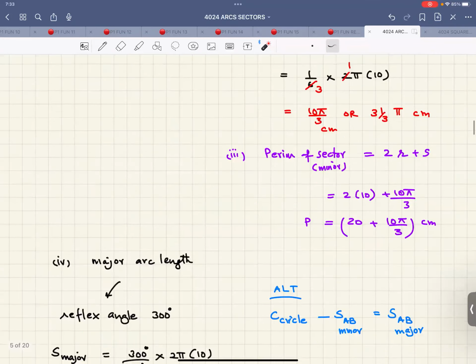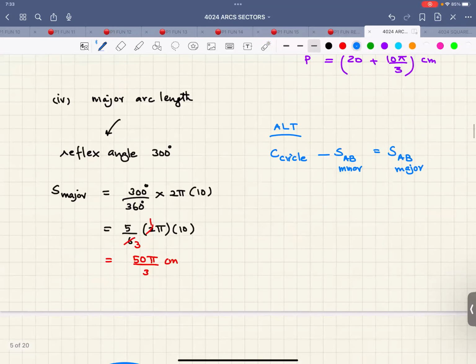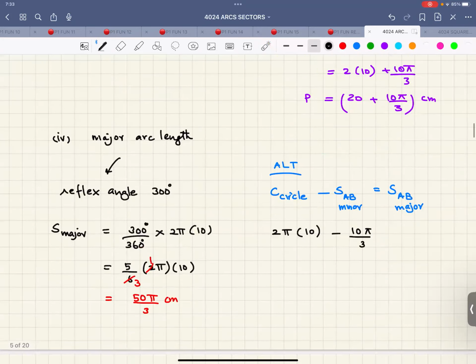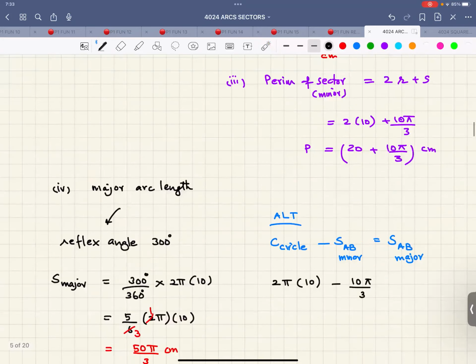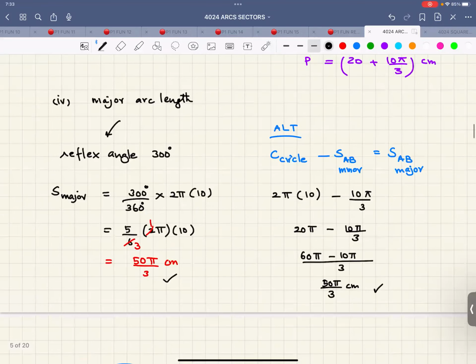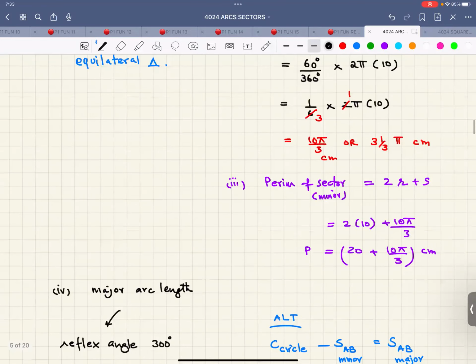So circumference of the circle, that is 2 into pi into r, and arc length of minor, this thing, the minor arc length, that is 10 pi by 3. So this is 20 pi minus 10 pi by 3. This is 60 pi minus 10 pi divided by 3, which comes out to be 50 pi over 3 centimeters. It's the same answer as this. So now this is all good. This is all done.